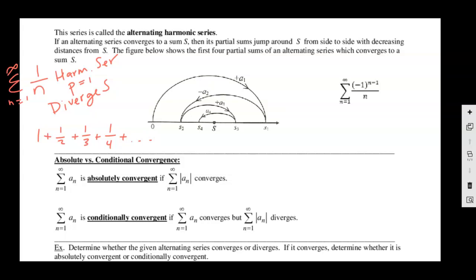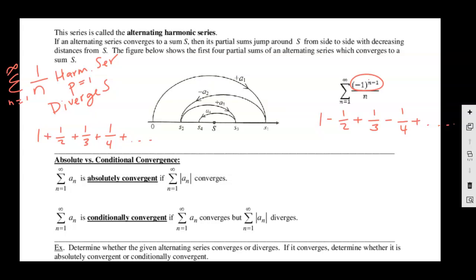But what happens if we alternate? Like here, that (-1)^(n-1). If I were to plug in n equals 1, 1 minus 1 would be 0, and (-1) to the 0 is positive. So this one would be 1, then minus 1/2, then plus 1/3, then minus 1/4, then plus dot, dot, dot. It's like the harmonic series, but half of the terms are negative because of that (-1)^(n-1).